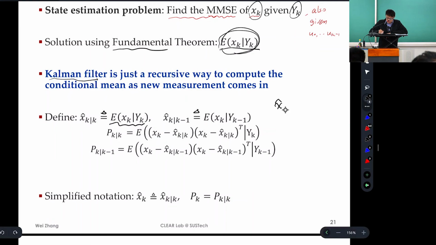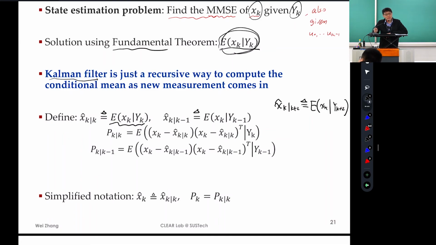Can I have this, xk given k plus 2? By my notation, yes. Mathematically, yes, and practically, also yes. I want you to make sure you can generalize my notation. This is k plus 2, that's what I mean. So that means the best estimate of xk given measurements up to k plus 2.